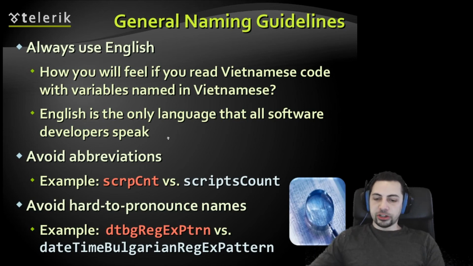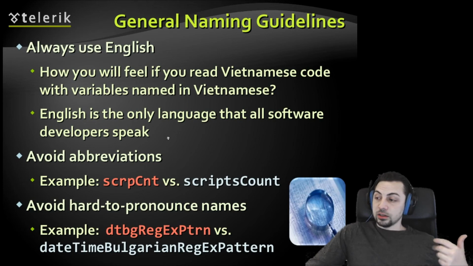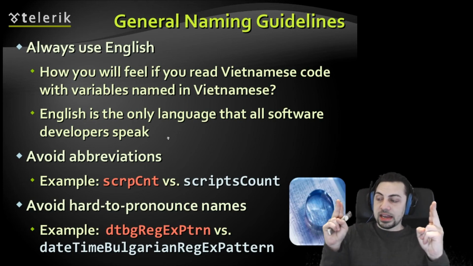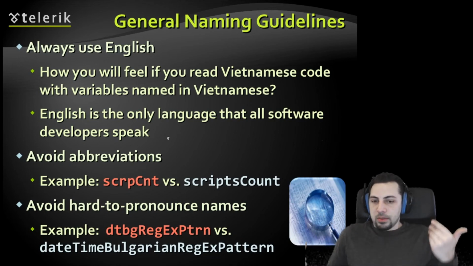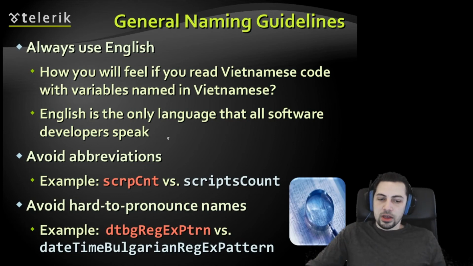Avoid abbreviations. This is something that a lot of older coders do. Because it used to be that you had to have an 80-character limit per line. And so you wanted everything to fit on one line. So you made concessions. You did a trade-off. You said script count instead of scripts count. It's really not necessary anymore.